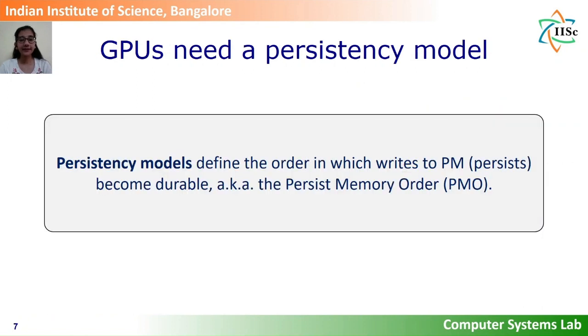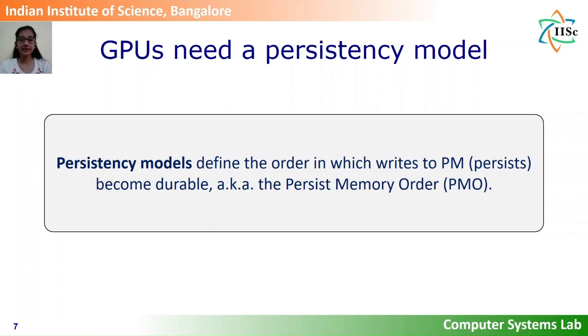Persistency models define the ordering in which writes to PM, aka persists, become durable. We refer to this order as persist memory order or PMO. A model determines how programmers can express PMOs both within and across threads.